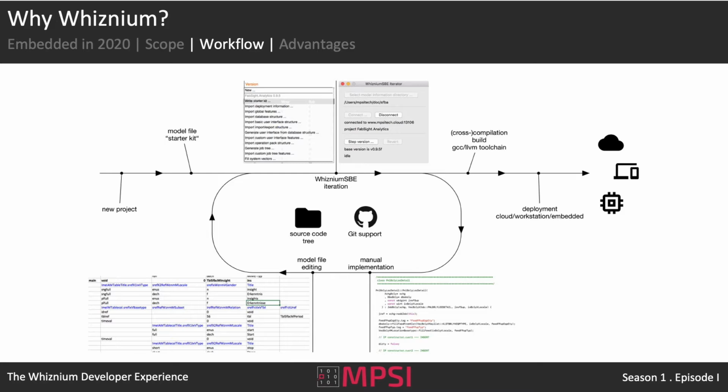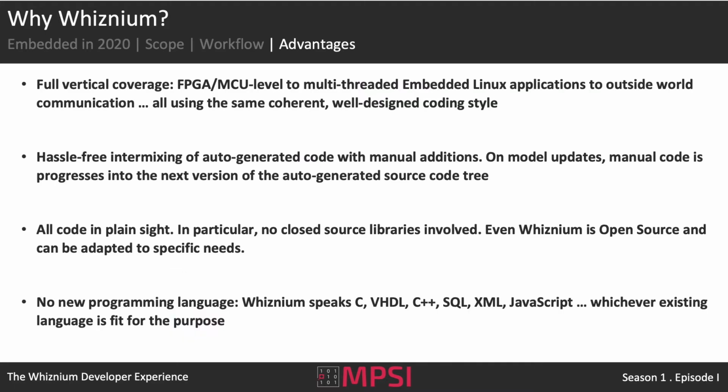So how does it work? Whiznium offers you to model the various aspects of your embedded system software in terms of model files. Out of these, it will generate high-quality, well-structured source code trees, which can be complemented with manual code. The source code trees are compile and synthesize ready from the first iteration onwards. We think that Whiznium differs from existing solutions in several aspects. We have 4 key points to make.